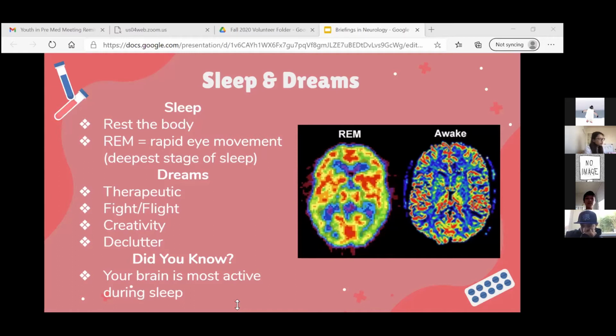So here you can see an image of the brain activity during sleep and when they are awake. The different colors shown represent the amount of brain activity going on during these periods of time. So blue is when there is the least amount of brain activity, and red is when there is the most amount of brain activity going on. And this just proves how there is way more brain activity happening during sleep and how sleeping is very important in order for the body to rest and for the brain to organize your thoughts as well as help you through certain situations while dreaming.